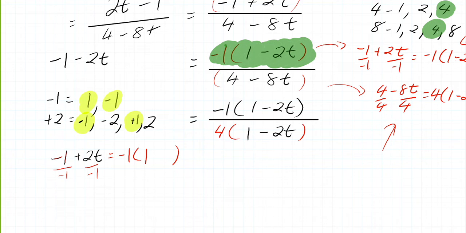+2t divided by -1. Well, it's a positive divided by a negative, so we get a negative value. And anything divided by 1 is just going to be the original number itself. -2t. Okay? So that's how we got this thing up here.